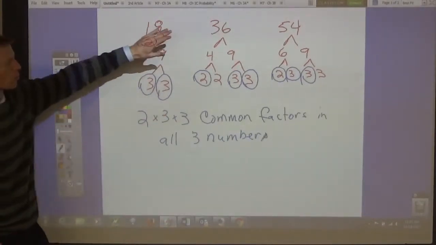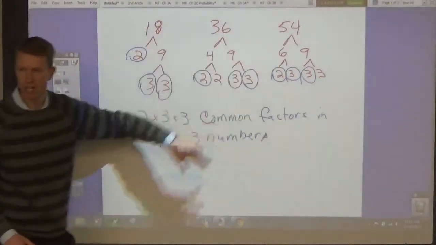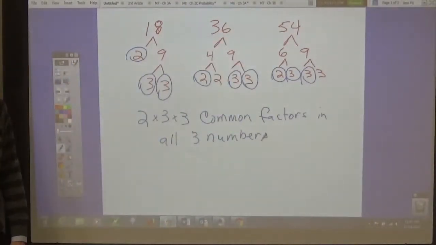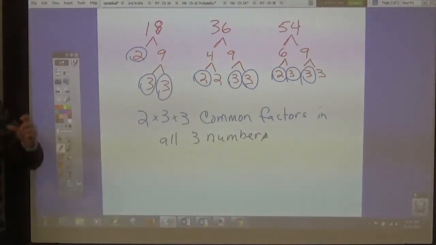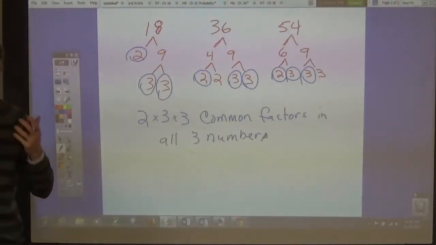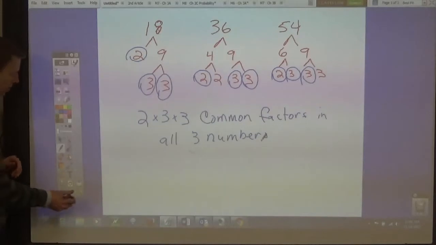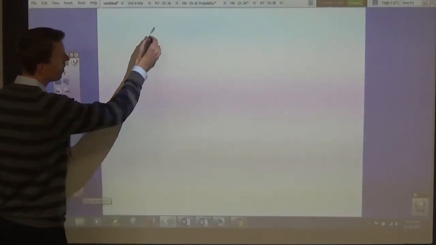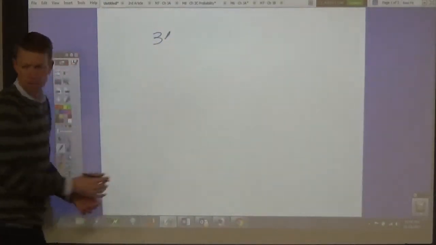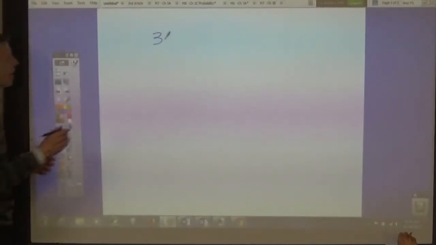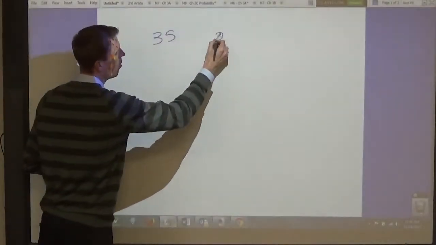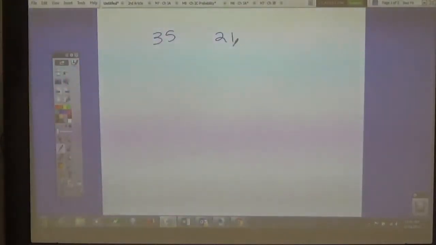Now, this works really well if you've got bigger numbers that you have to find factors for. Sometimes with smaller numbers, based on what you know about the basic facts, you can find the factors. So for example, in number 24 it's just the numbers 35 and 21. Okay? What are the factors?